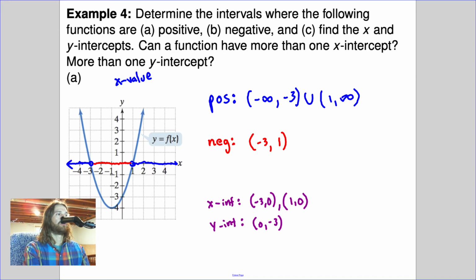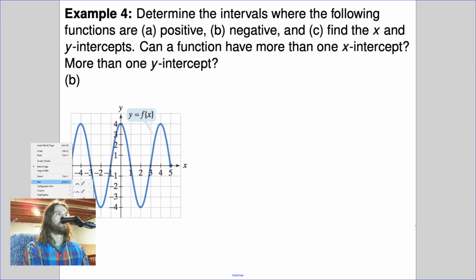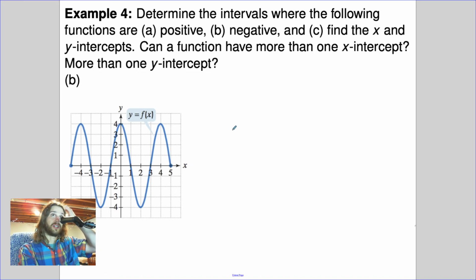Switch into blue. Where is it positive? Where is it negative? And the x and y intercepts. So where is it positive? Where is it above the x-axis? Above the x-axis here, above the x-axis here, and here. Those are the 3 spots where it's above the x-axis, or positive. So let's list those, and we're going to join them together.